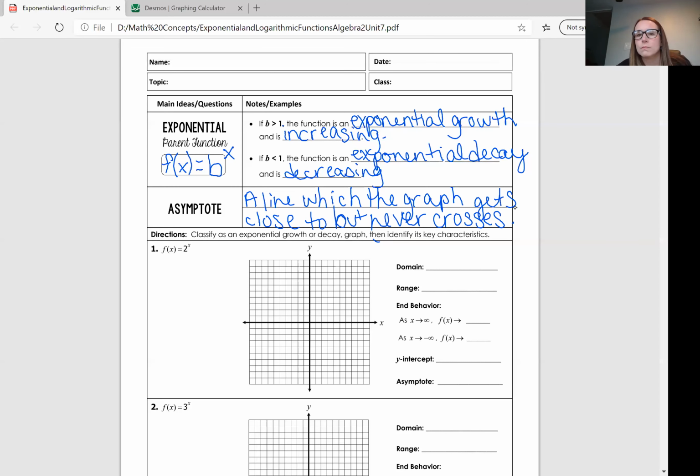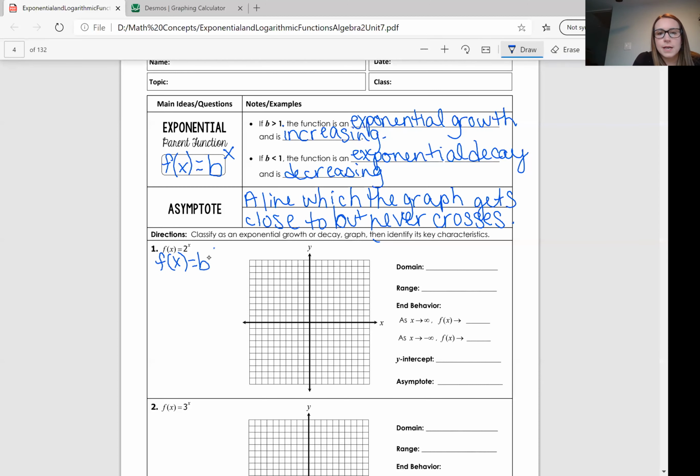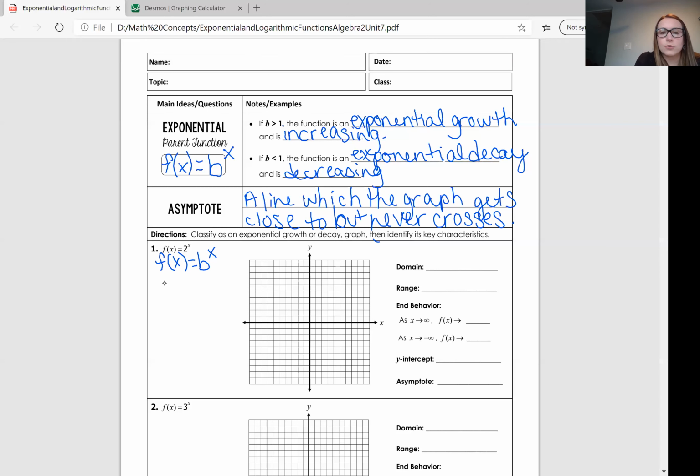Now it says directions: classify as an exponential growth or decay. Graph, then identify its key characteristics. So if you look at this, remember, the parent function is f of x equals b to the x power. So our b is actually 2. All right. So since 2 is greater than 1, it's going to be exponential growth. So we can write growth over here. And you can tell just by looking at it. So if we look at number 2, since 3 is greater than 1, we know that's going to be growth. Okay. All right, so back to number 1.